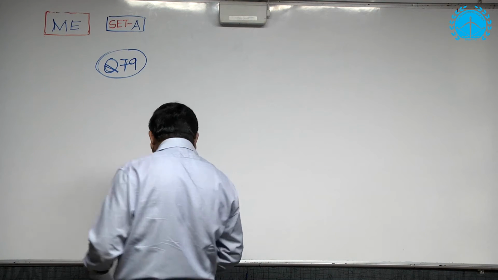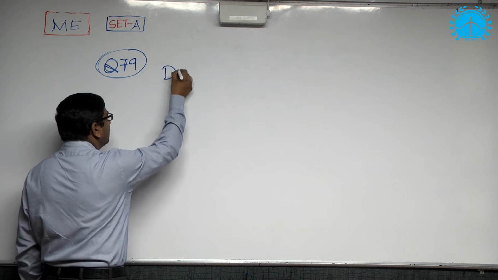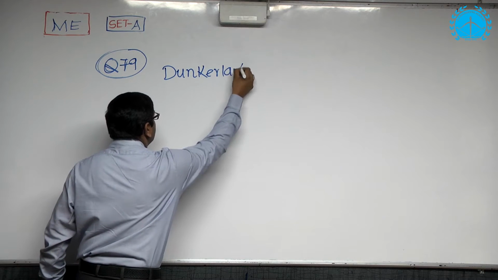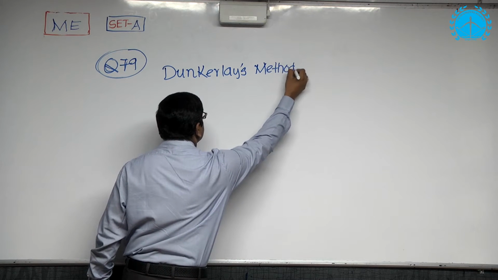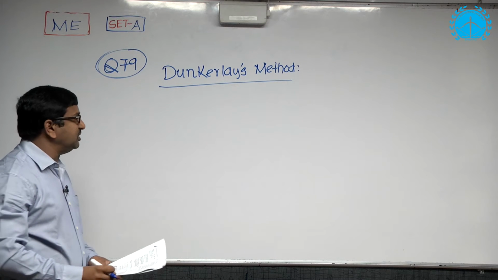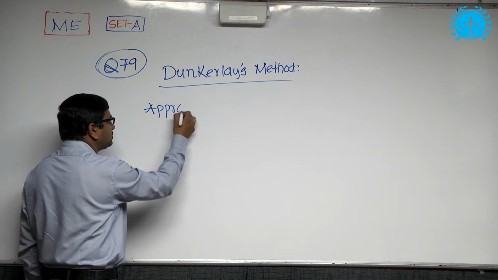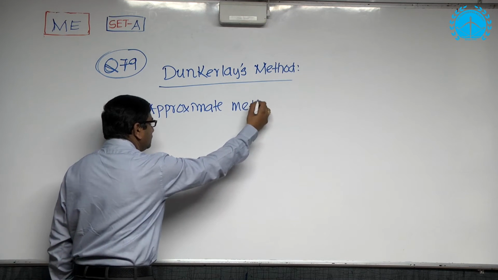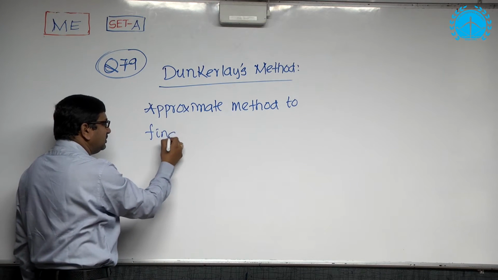So this is a problem which is basically from Dunkerley's method of combined frequencies. What is Dunkerley's method? It is an approximate method to find the combined natural frequency in this particular one. So we can say it is an approximate method to find the combined natural frequency.